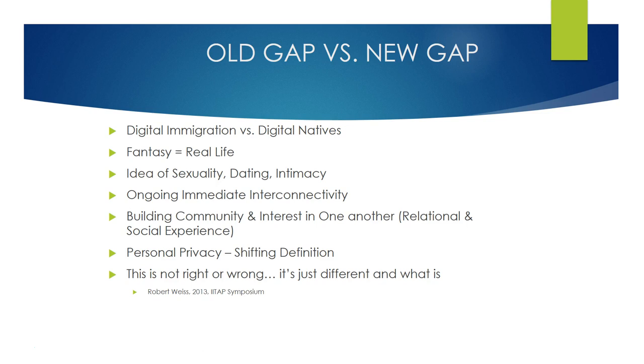He makes the argument, which I think is fair and interesting, that digital natives, so anyone who's 35 years and younger, are told that you're not connecting, or that there's something wrong with you, that you're always on your phone. And Robert Weiss, years ago, made the argument that maybe we're looking at this wrong. What about the fact that maybe younger people are actually building communities and more interest in one another online through a relational and social experience, and maybe their ongoing immediate interconnectivity is actually helping relationships move in a positive direction.